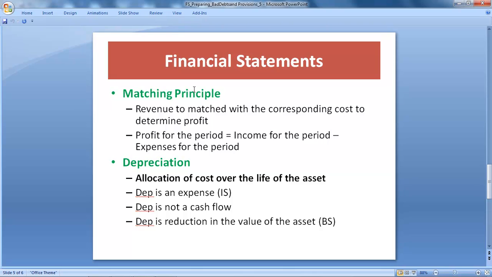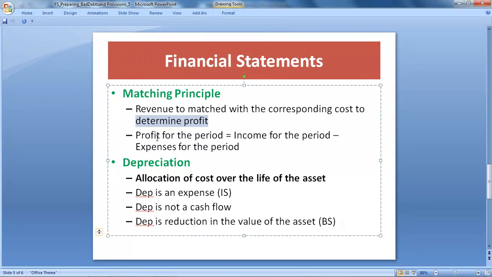During the matching principle session we saw that the revenue for the period should be compared with the corresponding cost to determine the profit. Therefore, profit for the period is the income for the period minus the expenses for the period. Under that we took an example of depreciation, and depreciation can be defined in several ways. One of the commonly accepted definitions of depreciation is the allocation of cost over the life.